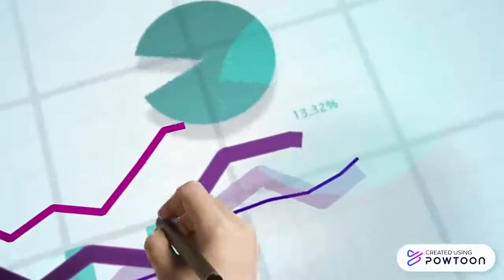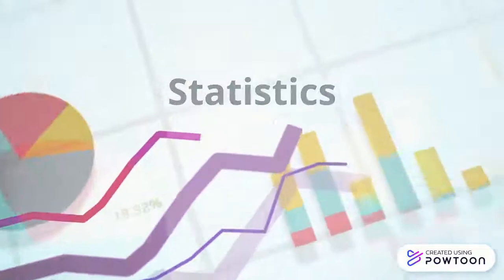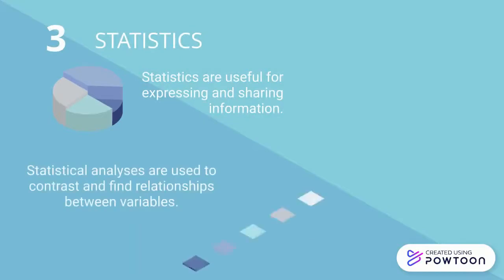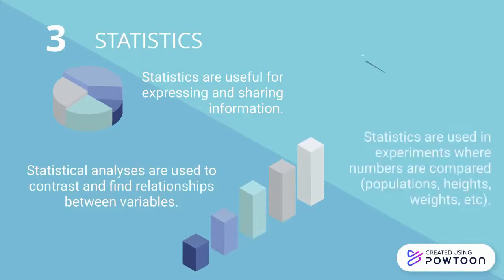Biologists also use math to create statistics. Statistics are useful for expressing and sharing information. Statistical analyses are used to contrast and find relationships between variables. Statistics are used in experiments where numbers are compared, like populations, heights, and weights.